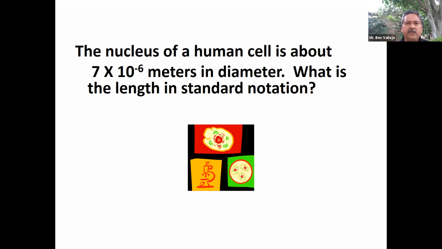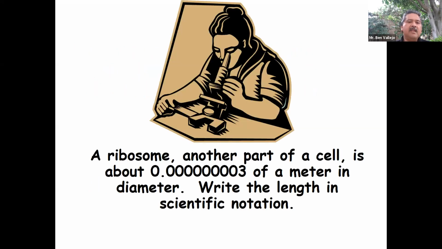This one: the nucleus of a human cell is about 7 times 10 to the negative 6 meters in diameter. What is the length in standard notation? Remember, standard numbers don't have the exponent or the times 10. This is a really small number, and it's 10 to the negative 6, so I'm going to move the decimal over 6 times, 2, 4, 6. And that's how I got this answer right here. This is the length, 0.000007 meters.